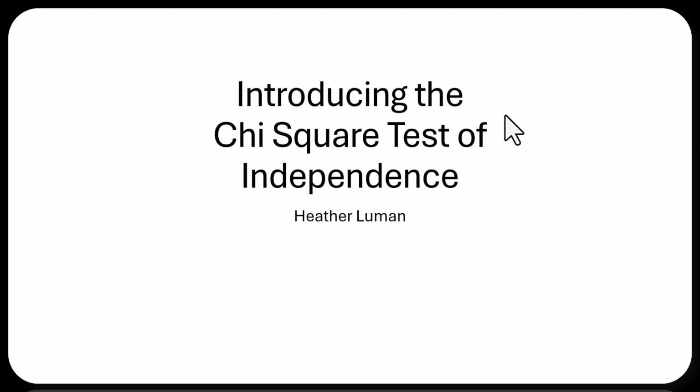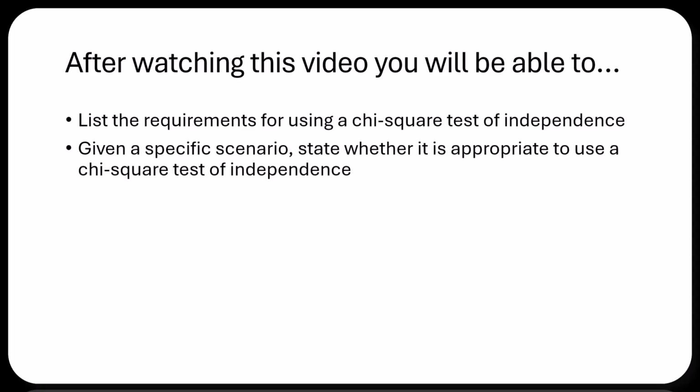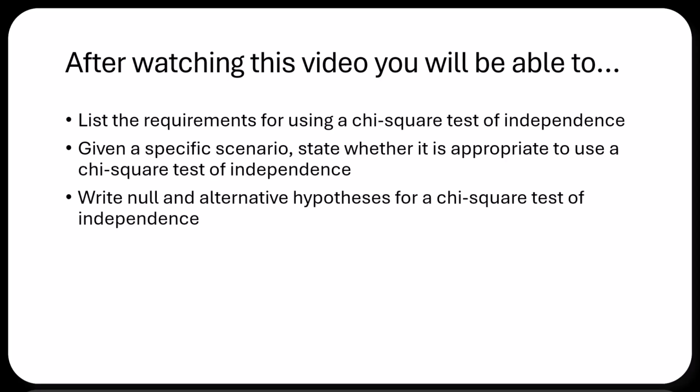Introducing the chi-square test of independence. After watching this video, you will be able to list the requirements for using a chi-square test of independence, given a specific scenario, state whether it is appropriate to use a chi-square test of independence, and write null and alternative hypotheses for a chi-square test of independence.